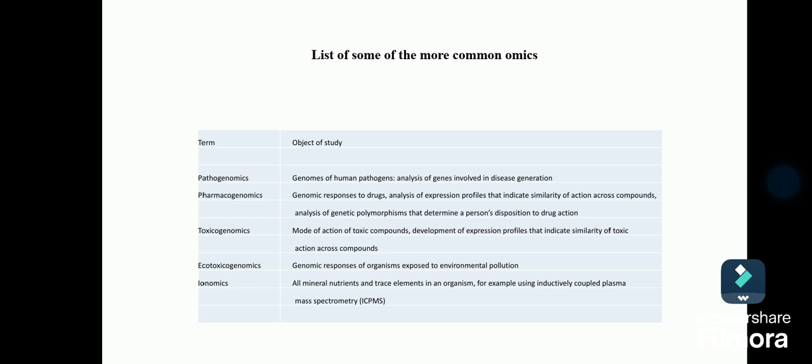Toxicogenomics: mode of action of toxic compounds, development of expression profiles that indicate similarity of toxic action across compounds. Ecotoxicogenomics: genomic responses of organisms exposed to environmental pollution. Ionomics: all minerals, nutrients, and trace elements in an organism, for example, using inductively coupled plasma mass spectrometry.